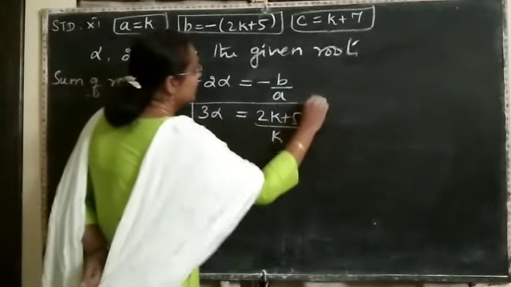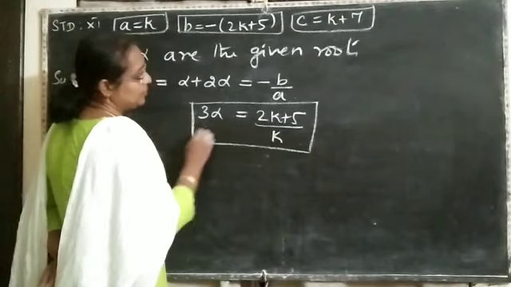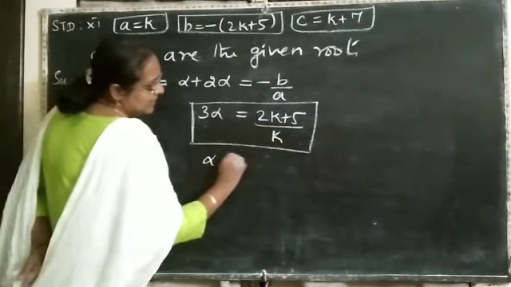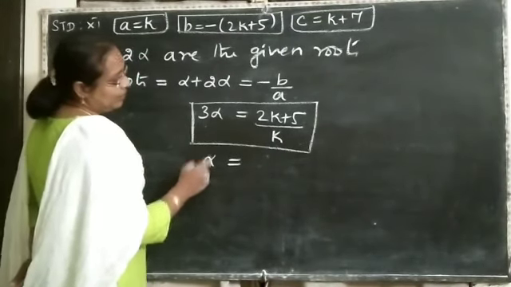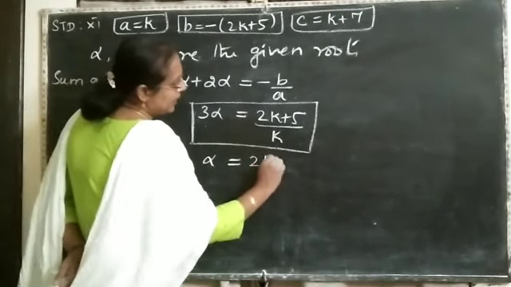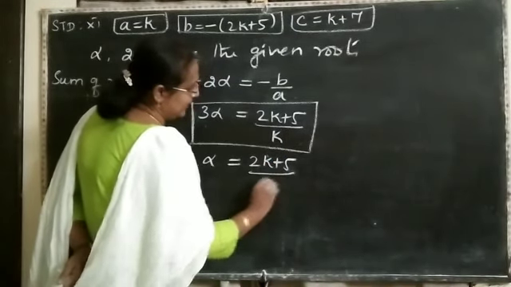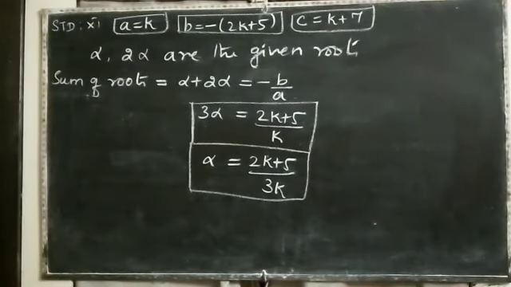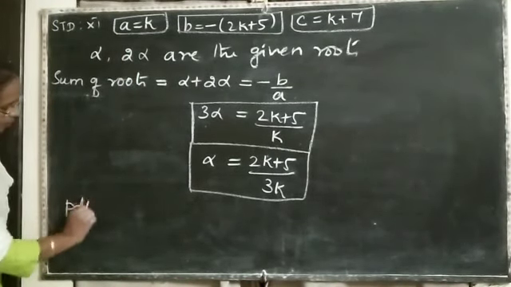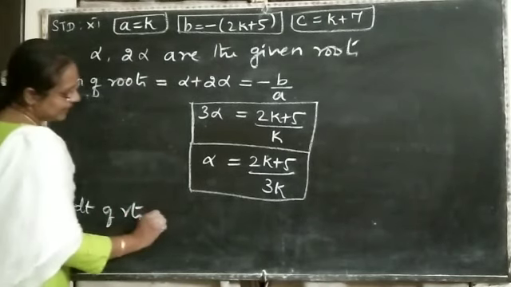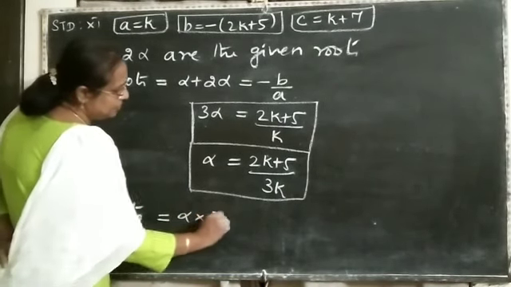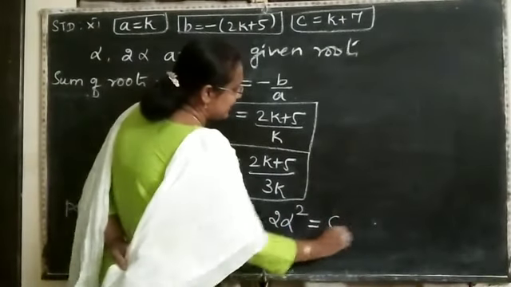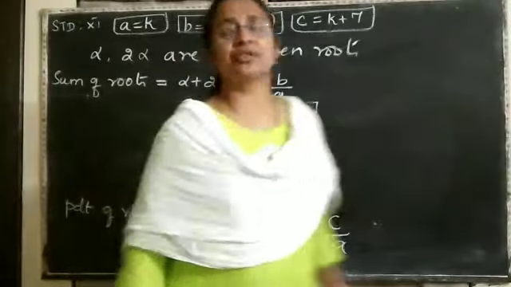Is that no? So look into this. We got the value of 3 alpha to be (2k plus 5) divided by k. Again from this I can simplify the result of alpha alone. So alpha will be equal to (2k plus 5) divided by 3k. Is that no? Okay. Now we can hold this value. Now let's move on to the product now. Product of roots. So what will be the product of roots? Alpha into 2 alpha, that is 2 alpha squared, which is equal to c divided by a. Is that no? Product of the roots.